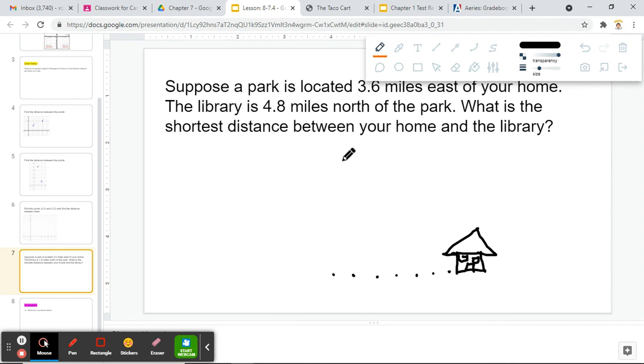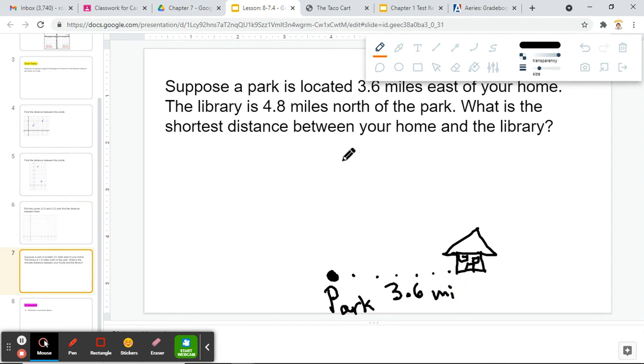So we're doing east of our home here, so we're going to the left. This right here, we're going to make a big point. We're going to put a little P there. This is our park. Okay? So this right here, remember, it tells us this is 3.6 miles from our home.